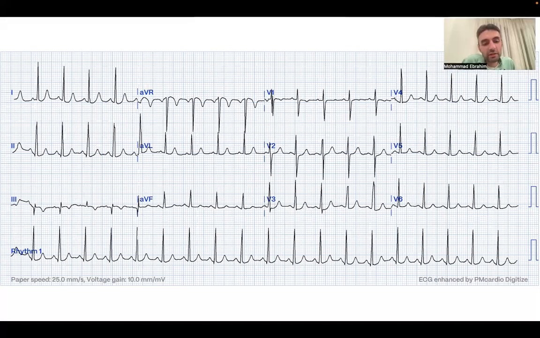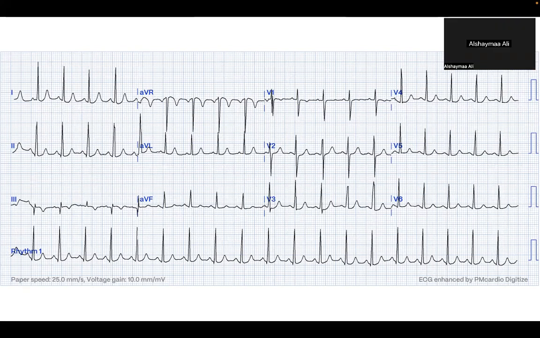Is there a hint of delta? I don't think so. Remember that this ECG is digitalized, meaning it's a scan from the original ECG. Sometimes the digitalization changes the QRS just a slight bit. So maybe this is what you are seeing, but definitely the PR is not short, and there's no clear delta wave. So I would not call this WPW. I mean, it might be, but I don't think there's WPW.